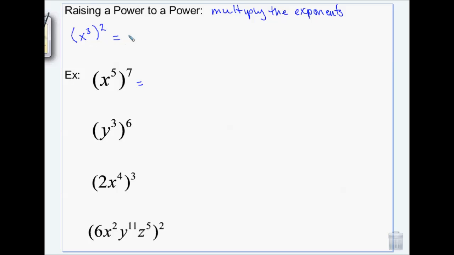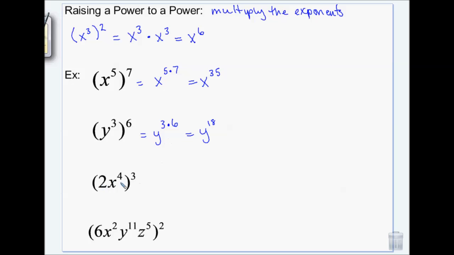If I do x to the third squared, that's the same thing as x to the third times x to the third, which is x to the sixth, right? Because I'd add the two. If you square something, you multiply it by itself, but then you'd add the exponents, and so you get x to the sixth. Or I could skip this whole step and just say 3 times 2 is 6. Right? So do I want to write out x to the fifth 7 times and then add all the 5s together? No. I want to say 5 times 7 is 35. Or 3 times 6 is 18.